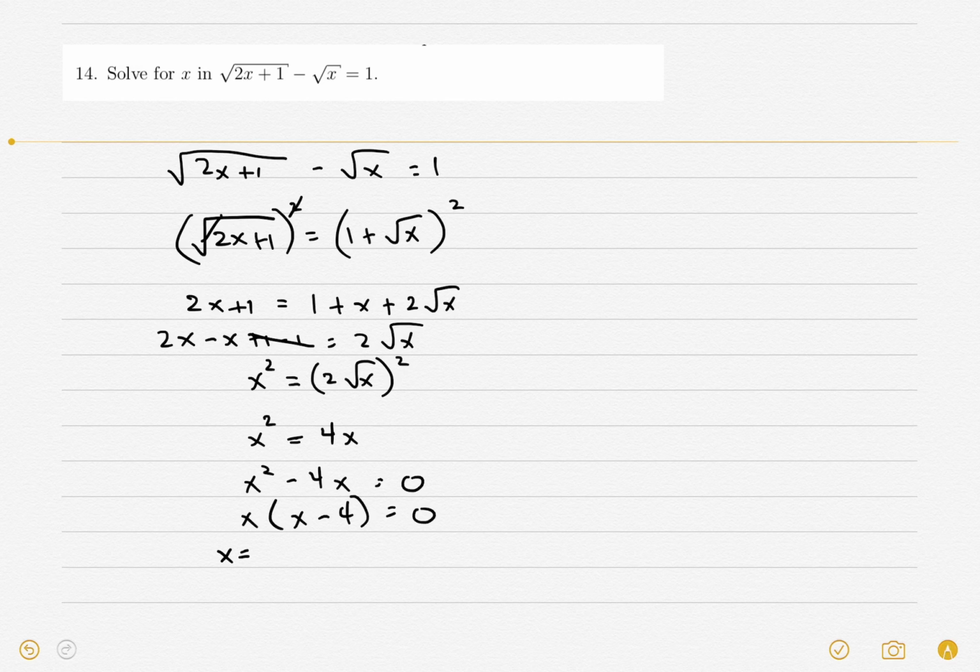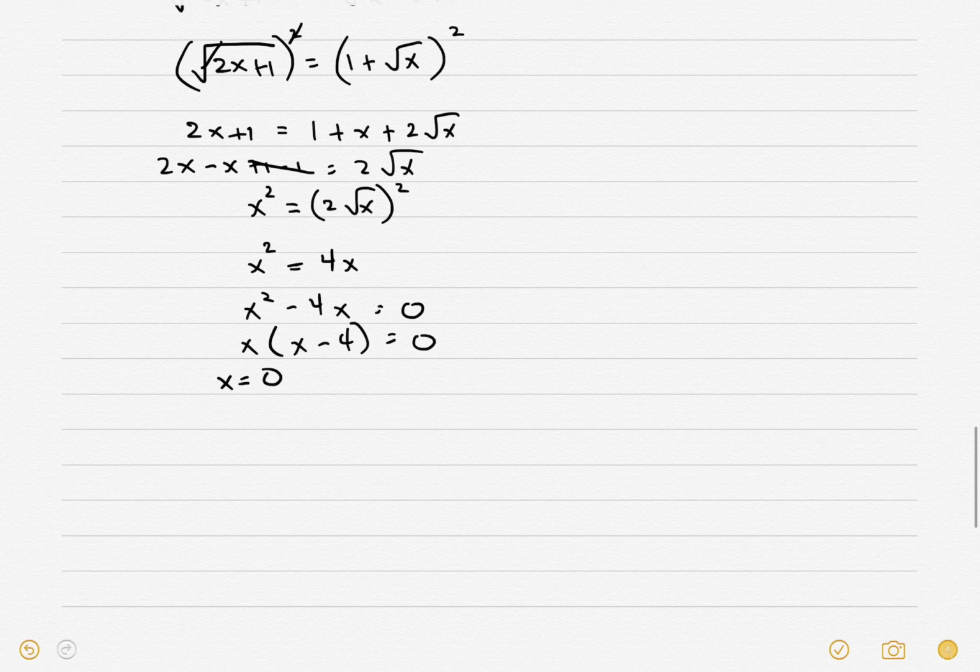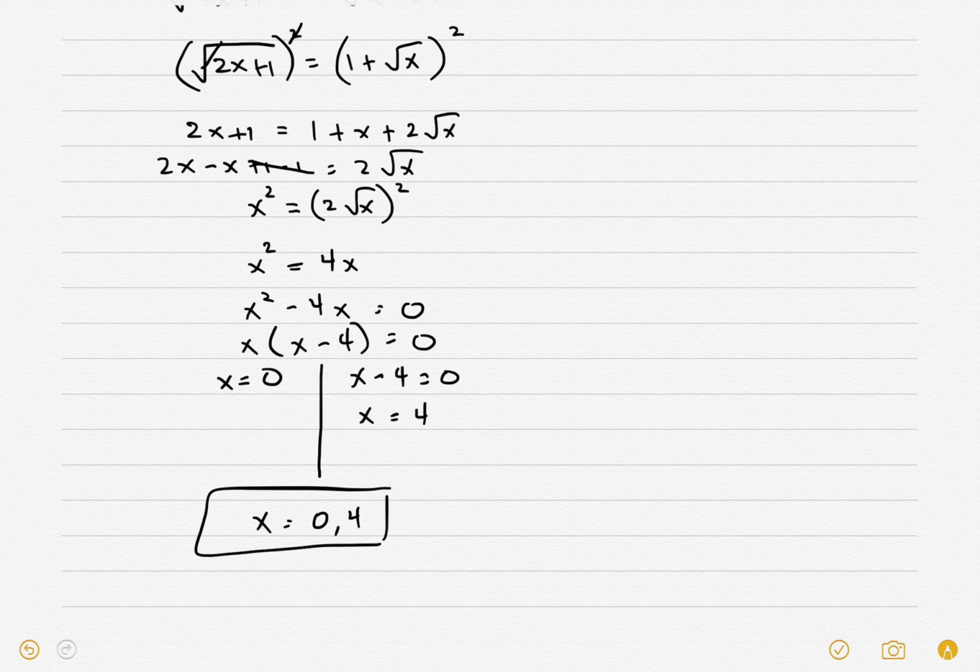So the first value of x is equal to 0. And then on the other side, it will give us x minus 4 is equal to 0. And then x is equal to 4. Meaning the values of x are x is equal to 0, 4. So these are the values of x.